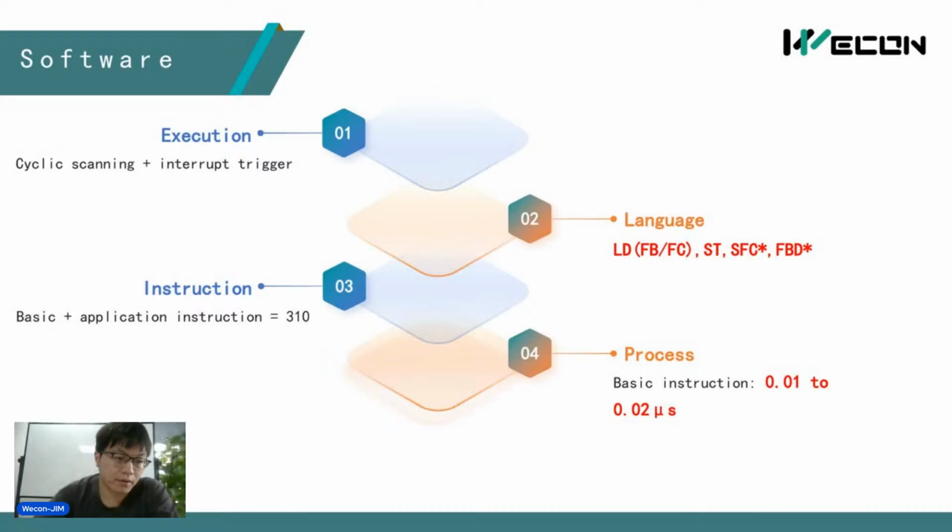For the instructions, we have more than 300 in total, including basic instructions and application instructions. For the process speed of the PLC, this is the process speed of our basic instruction. This speed is as fast as our LX6 series PLC and much faster than the LX5 and LX3V series.